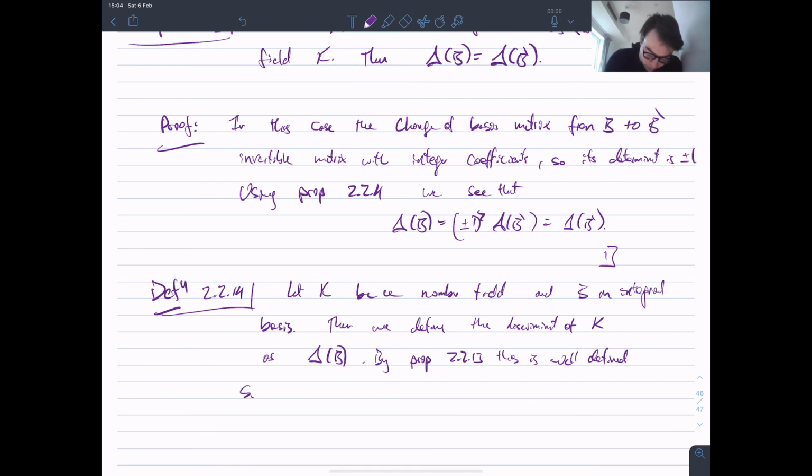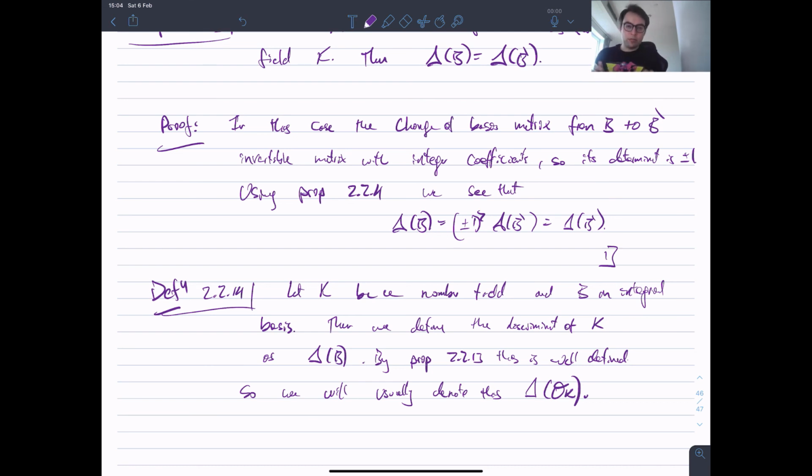I'm sometimes going to give this an easier name, so we will usually denote this by just the discriminant of the ring of integers. So this is what I usually denote by the discriminant of your number field. Great. So I'll stop here, and then the next time what we're going to look at is a formula for calculating discriminants, which will be quite useful.